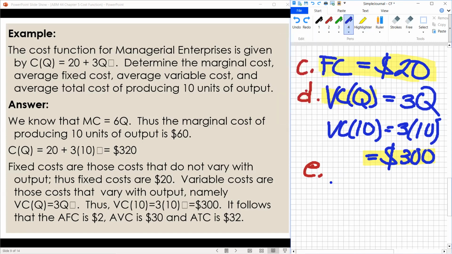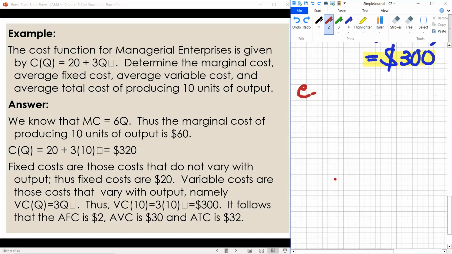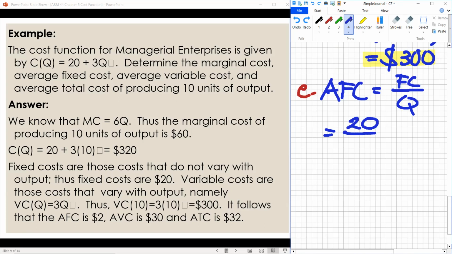So letter E would be, let's try to write letter E. We have average fixed cost here. So average fixed cost is fixed cost over quantity. That means we have a fixed cost of 20 over 10. So that is automatically $2. So that's why, again, average fixed cost would be $2.